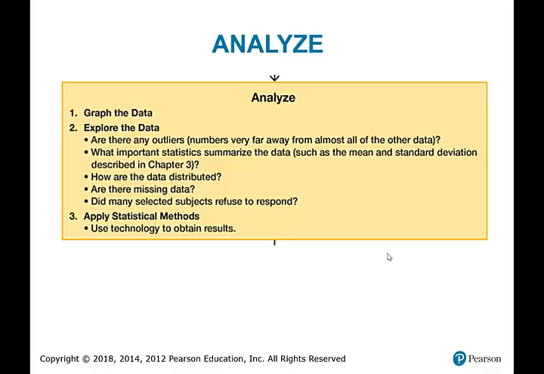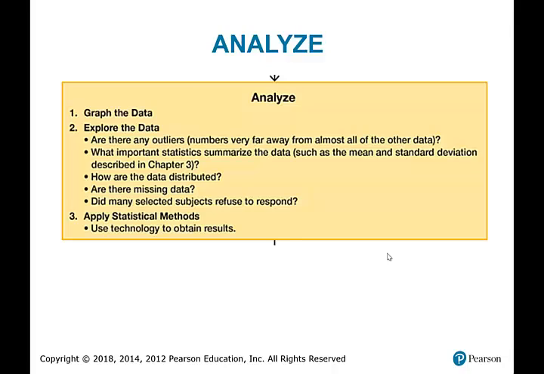The next step is to analyze the data, and we do that through graphing and looking for numbers that are very far away from the other data points, which we call outliers. And then we want to summarize the data, such as finding the measures of center, like the mean, the median, the mode, the mid-range, measures of variation, such as variation and the standard deviation, and measures of position. Calculations will be covered in more detail in Chapter 3.